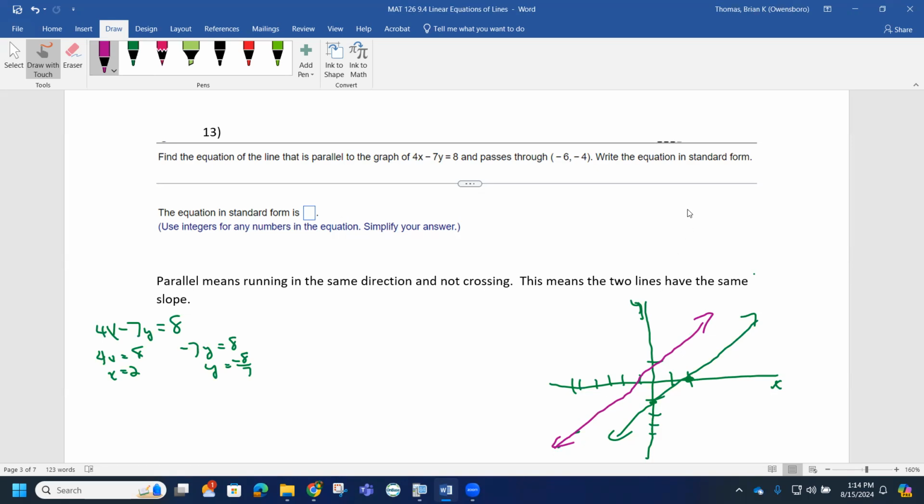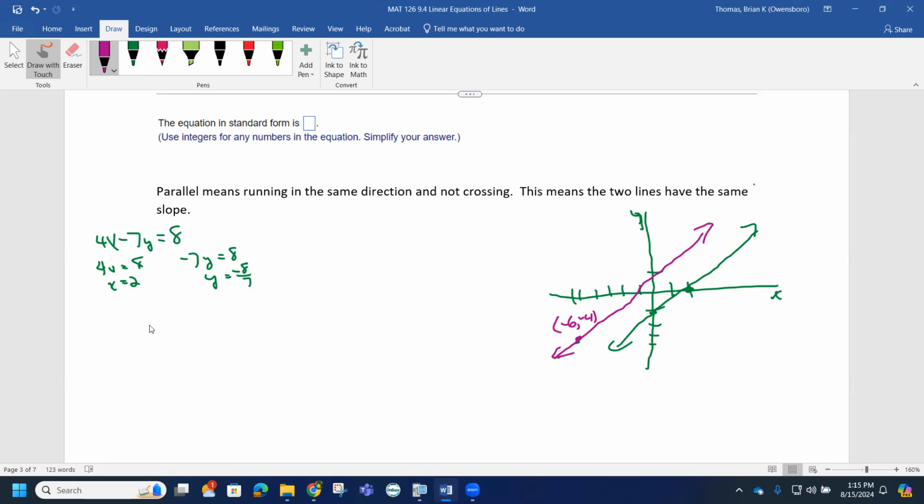To write this equation, we need to know its slope and we need to know a point. Well, they gave us the point, (-6, -4). They didn't give us the slope, but we do know that these two slopes are the same. So if I can find the slope of this line, then I can use that to find the slope of the other line. We know that if an equation is in the form y equals mx plus b, it's in slope-intercept form. So this is where I would actually start.